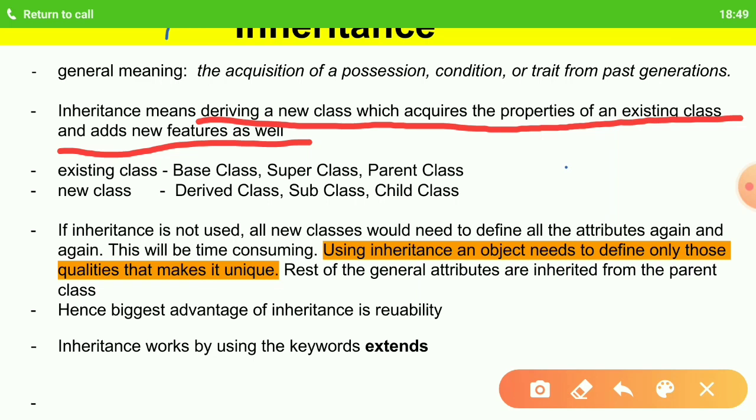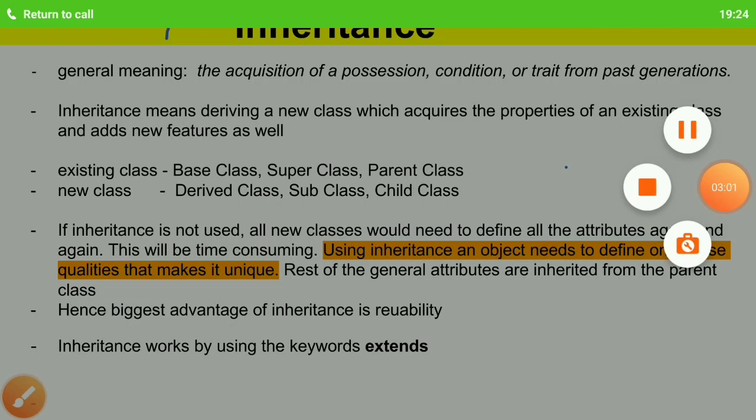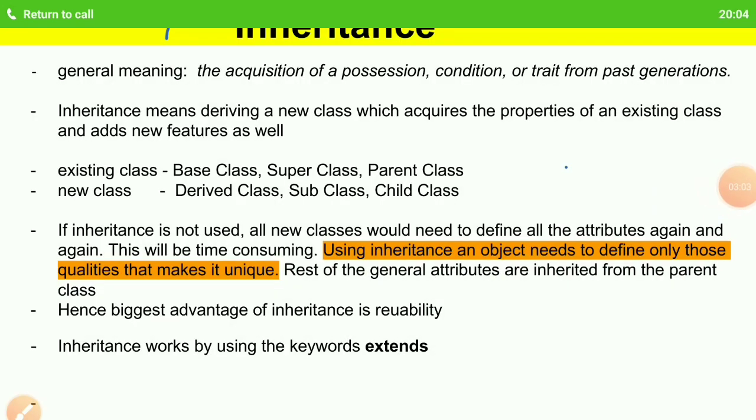Now let's see a few terms used for the existing class and the new class. The existing class can be called the base class, super class, or parent class. Similarly, the new class can be called the derived class, subclass, or child class. Any of these terms are suitable. So let's see the next point.